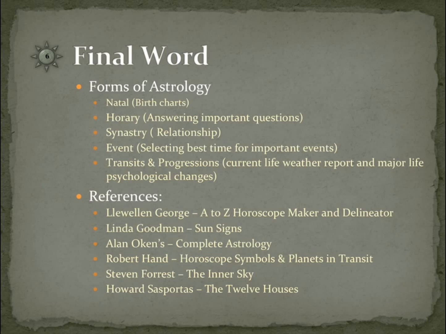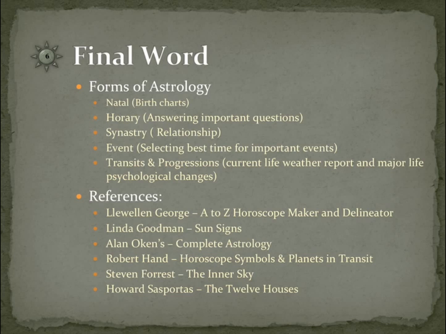This concludes my elementary astrology tutorial. I've enjoyed putting this tutorial together, and I hope it will be of benefit to you. As I said in other chapters, astrology is a lifelong endeavor, and the more you learn about it, the better off you will be. There are many forms of astrology, and in this tutorial, I only covered one, which is natal or birth astrology. Once you've mastered this one, then you should explore the others, like transits and progressions, horary, synastry, event, and many more.